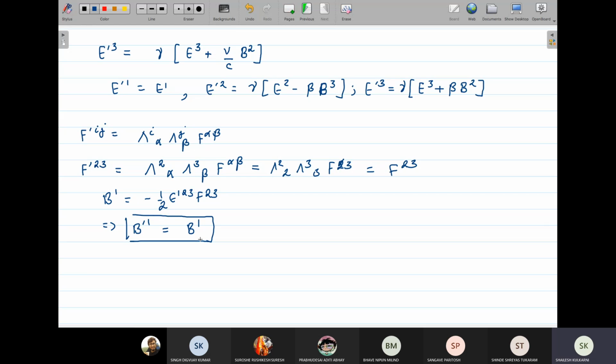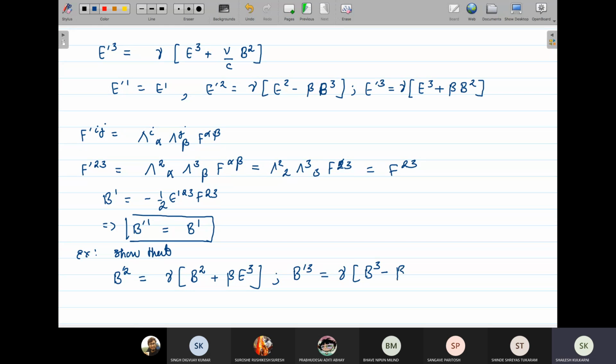So the magnetic field along the x direction is not going to change. You can take this as an exercise. Show that B prime 2 equals gamma B2 plus beta E3, the electric field, and B prime 3 equals gamma B3 minus beta E2.